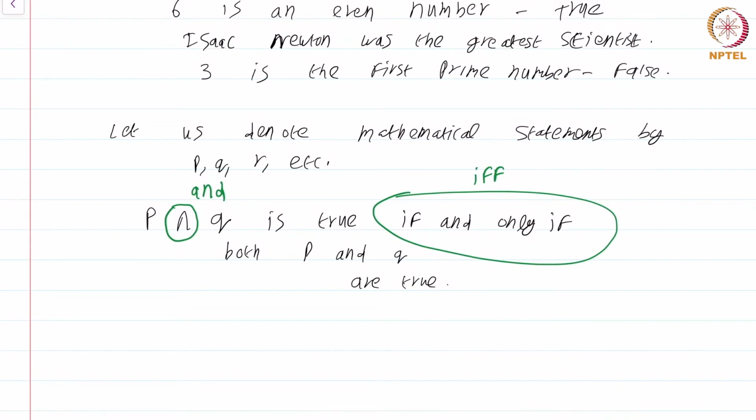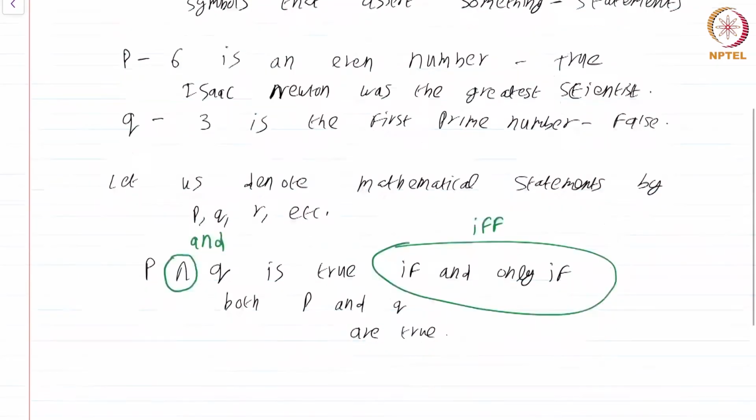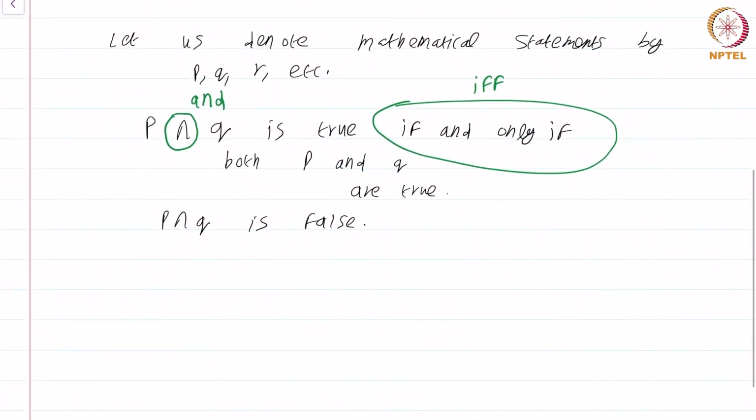So if you call the statement 6 is an even number P, and if you call the statement 3 is the first prime number Q, then P and Q is false. Because P is certainly true, but Q, which asserts that 3 is the first prime number, is false. Now we would like to assert that P is true, but Q is not true. We want to combine these two in an easy way.